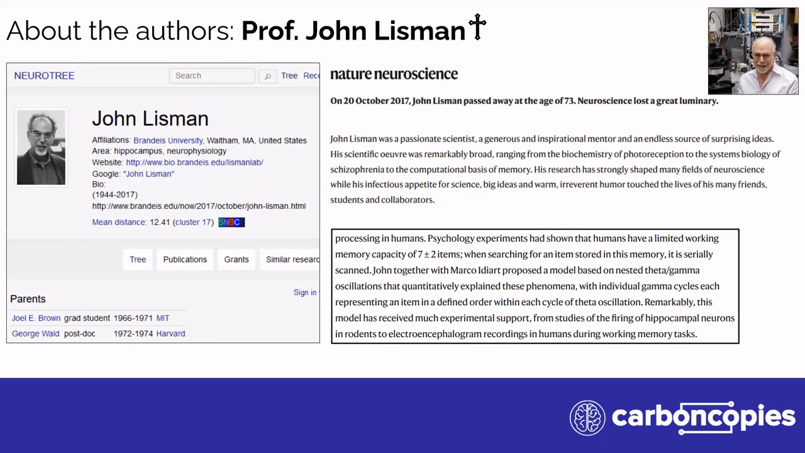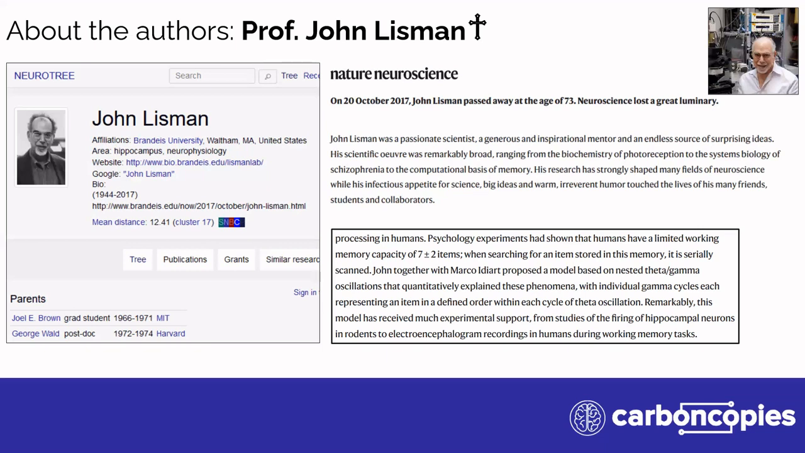Now, more to the point for this paper, another favorite topic of John's was brain oscillations. He noticed that the amplitude of fast gamma oscillations in a rodent hippocampus is modulated by slower theta oscillations. This suggested to him that each theta cycle could serve as a temporal frame for 4 to 8 gamma cycles. In an extraordinary intellectual jump, John connected these observations to working memory processing in humans.